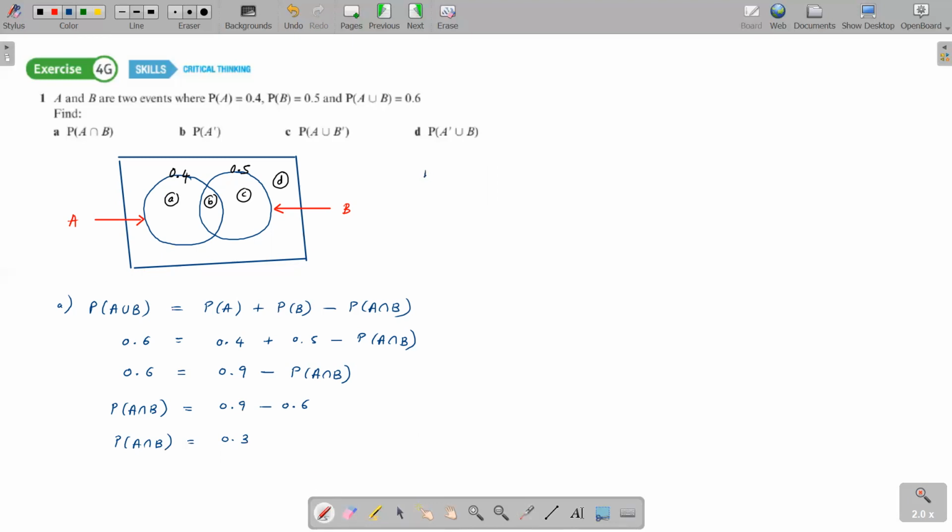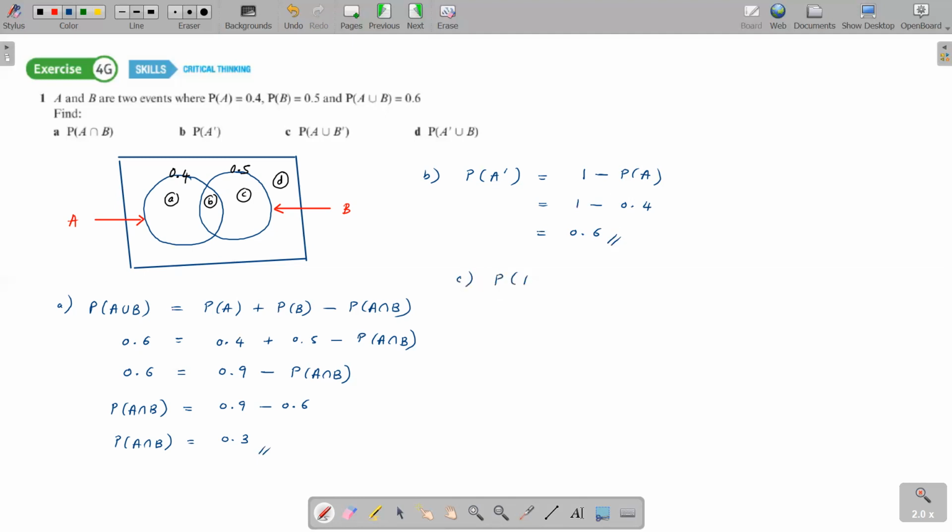And then part B, what about the probability of A dash? Guys, you should recall the probability of A dash is the complement of A. The probability of A complement is 1 minus the probability of A, because you want the area outside of it. That's the complement. So it's going to be 1 minus the probability of A, which is 0.4. 1 minus 0.4 is 0.6. All right, guys, that's done.